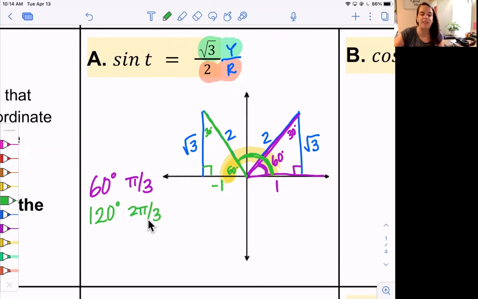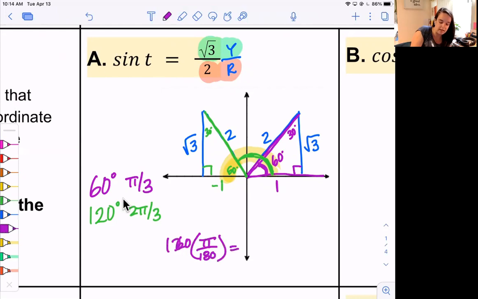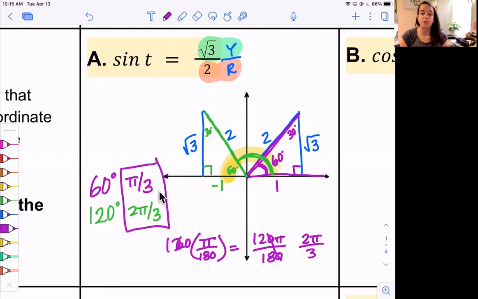2 pi over 3. If that feels complicated, if you're like, wait a second, what? How did you all do that in your head? They memorized those things. If you want to do it by hand, you can always do 60 times pi over 180, or 120 times pi over 180, and then simplify. You divide by 6 on top and bottom, and you get 2 pi over 3. So you can do the longhand algebraic version. This is just our memorized version here. So those are my 2 answers for this type of problem.